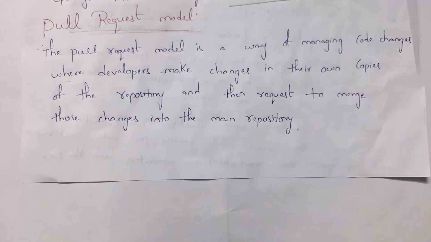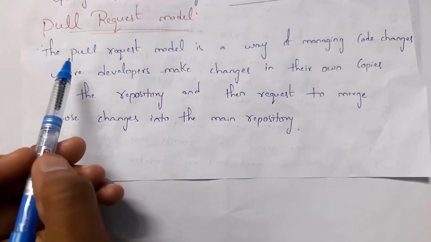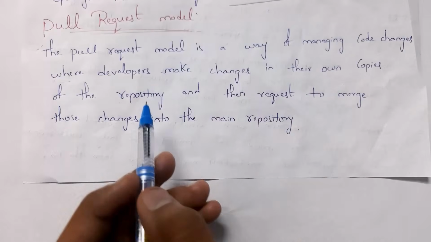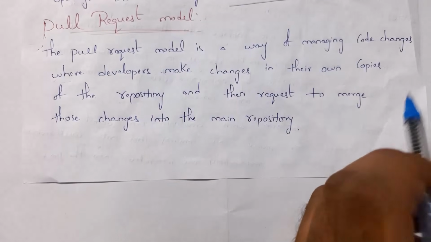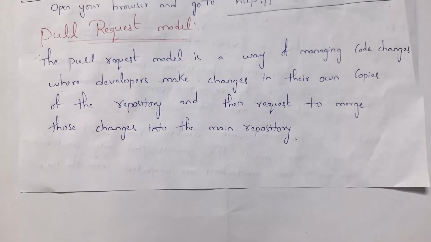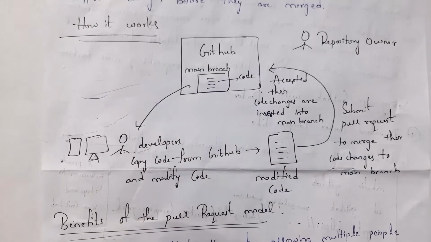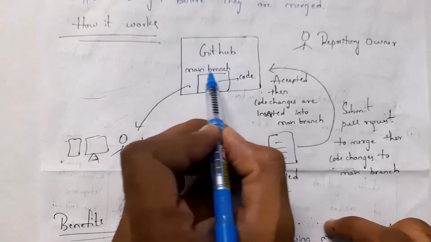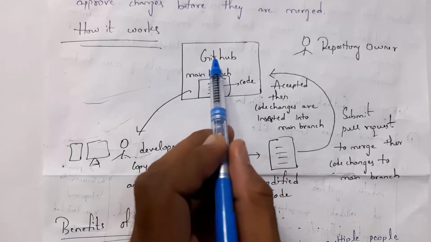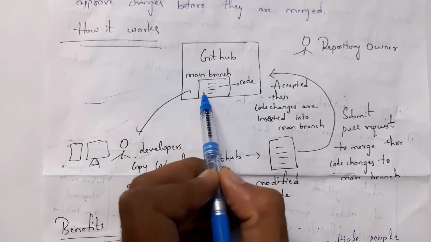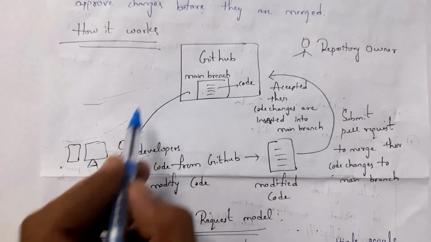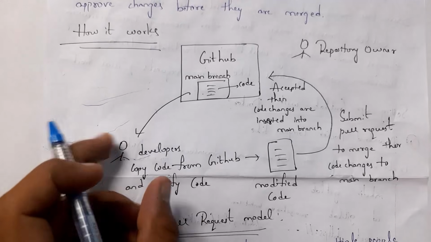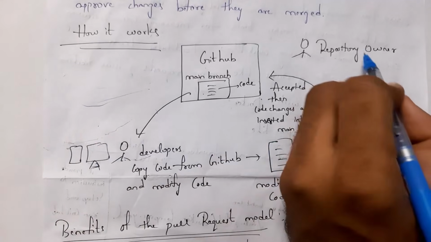Next I will explain what is pull request model. The pull request model is a way of merging code changes where developers make changes in their own copies of the repository and then they will request to merge changes into the main repository. Guys, I will give an example. For example, I'm a developer. In the GitHub website, in the main branch, there is complete code related to a website. Now I want to do some modifications in this code. So, as a developer, I will download this complete code and then I will modify that code in my system. And after modifying code, I will send this modified code to the repository owner.